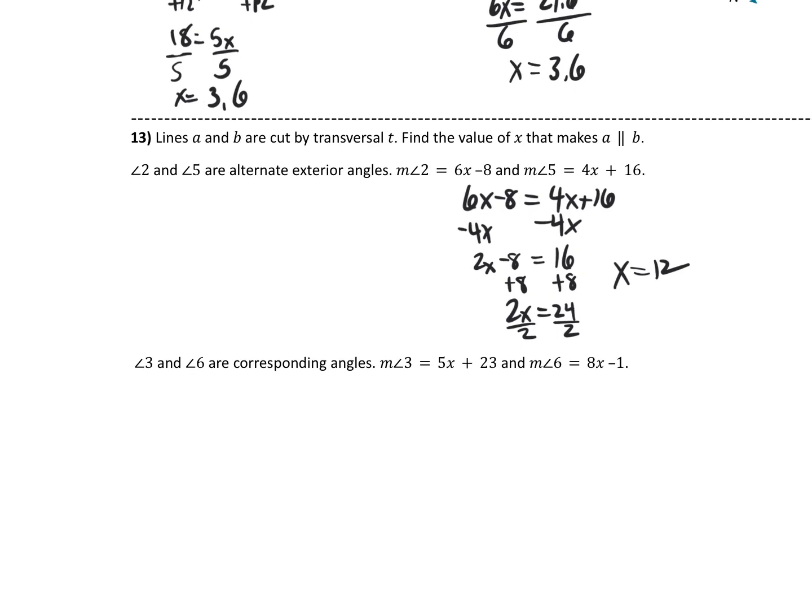And then lastly, angle 3 and angle 6 are corresponding angles. The measure of angle 3 is 5x plus 23. The measure of angle 6 is 8x minus 1. So corresponding angles are congruent, so we can set those equal to each other.